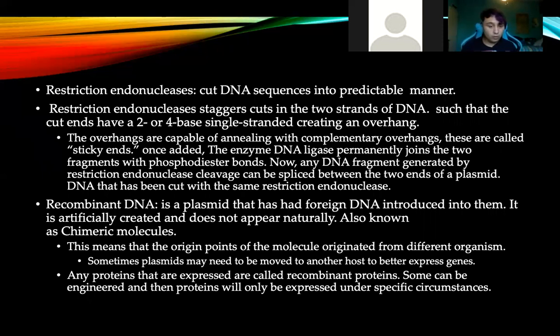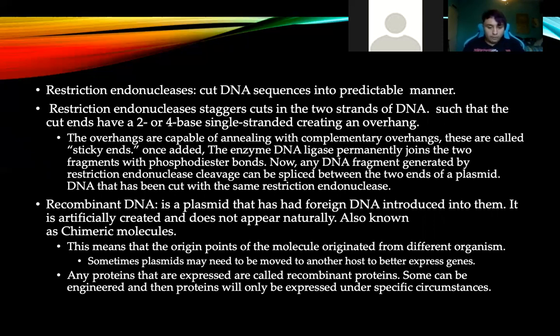Okay, so restriction endonucleases cut DNA sequences in a predictable manner. They stagger cuts in the two strands of DNA so that the cut ends have either 2 or 4 base single-stranded overhangs. Overhangs are capable of annealing with complementary overhangs. These are also called sticky ends. Once added, the enzyme DNA ligase permanently joins the two fragments with phosphodiester bonds. Now any DNA fragment generated by restriction endonucleases can be spliced between the two ends of a plasmid that have been cut with the same restriction endonuclease.